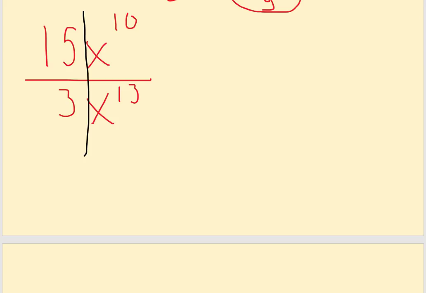So we're going to divide 15 and 3. We're going to divide x to the 10th divided by x to the 13th. So 15 divided by 3, that would give us 5. And then x to the 10th divided by x to the 13th, that would give you x to the negative 3. Now, we have a negative exponent. We cannot leave it like that. The exponent is only talking to what it touches. The exponent of negative 3 is only talking to the x because it's only touching the x. What is it not touching? It's not touching the 5.